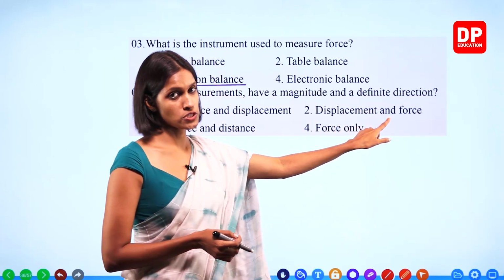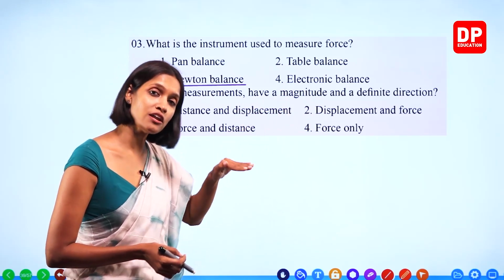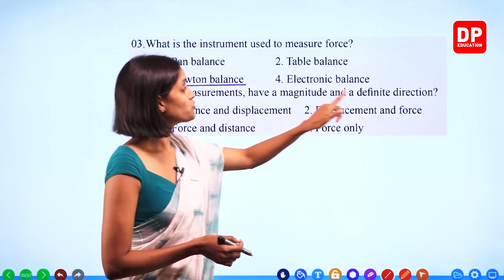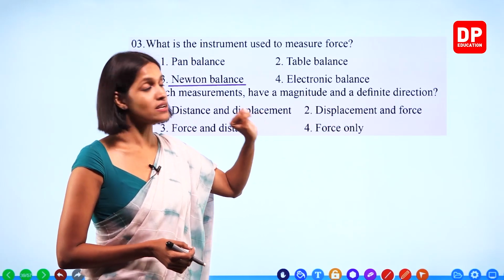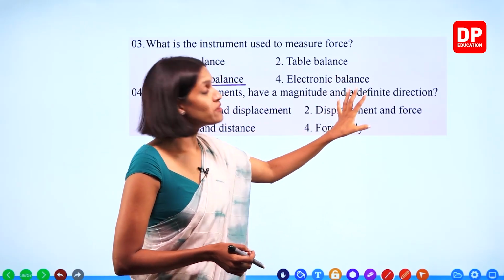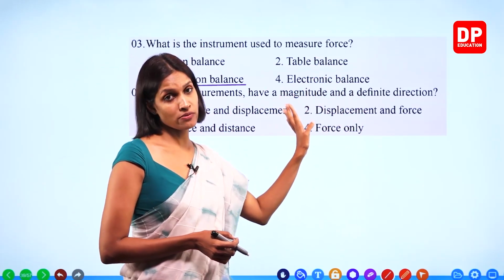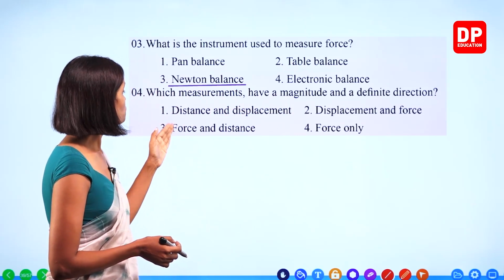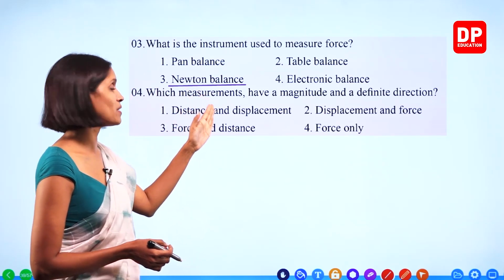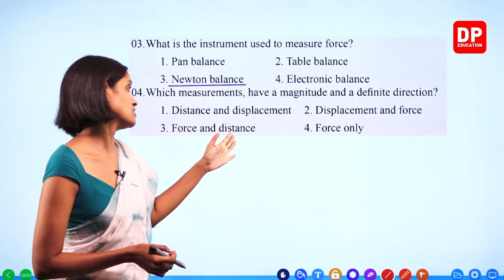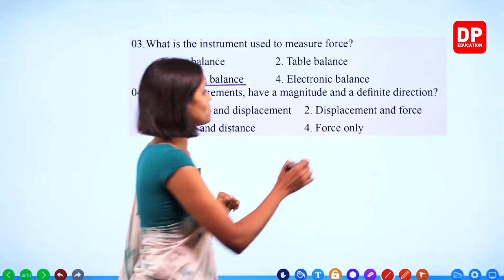Displacement and force. Displacement has a magnitude and also a definite direction. Force also has a definite direction and a magnitude, right? The direction we apply force is the direction of force. Therefore, this answer is correct. But we are going to read the other answers too. Force and distance. Force has a magnitude and definite direction, but distance does not have a definite direction. So the answer is displacement and force both.